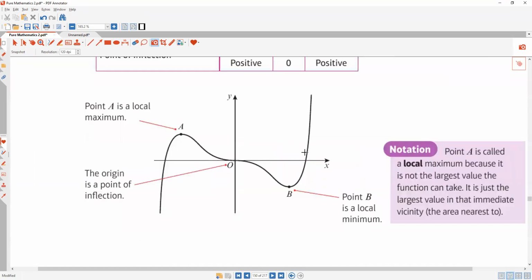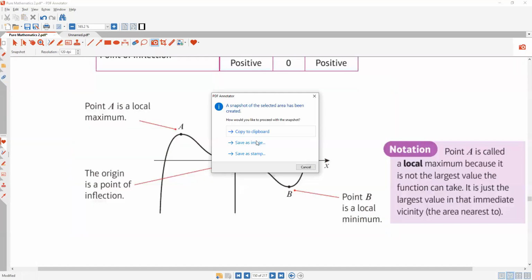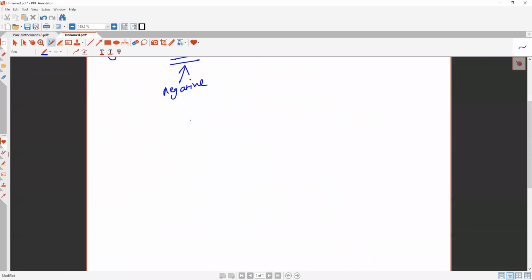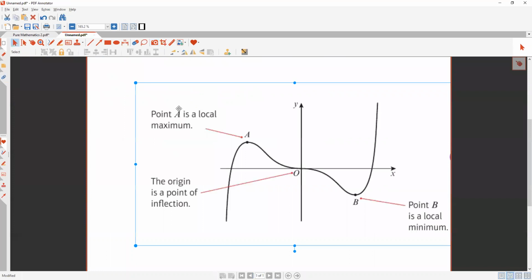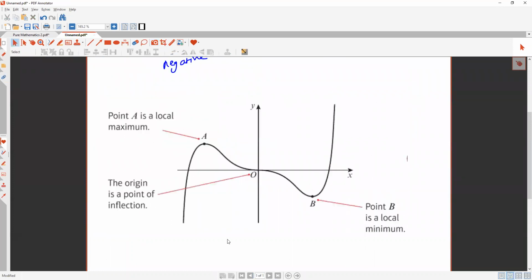Maximum point, minimum point, and 0. Let me try to explain this to you. You guys should know one thing. Whenever they give you an equation and they tell you to find the maximum point or minimum point, at max or at min, your dy by dx equals 0. Remember this: at maximum or at minimum, the dy by dx equals 0.